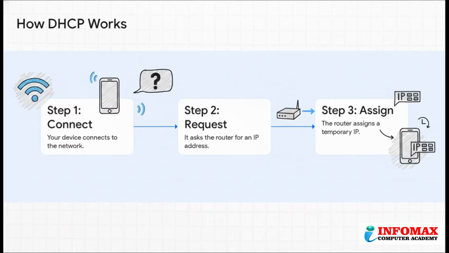So how does your phone or your laptop actually get one of these temporary dynamic addresses? Well, the whole process is automatic thanks to this neat little thing called DHCP. That stands for Dynamic Host Configuration Protocol. Basically, when you connect to a Wi-Fi network, your device sends out a little message asking the router for an address. The router looks at what it has available in its pool and just assigns one to you for that session. It's all a totally seamless, behind-the-scenes handshake.